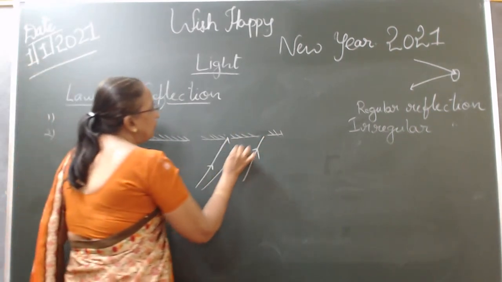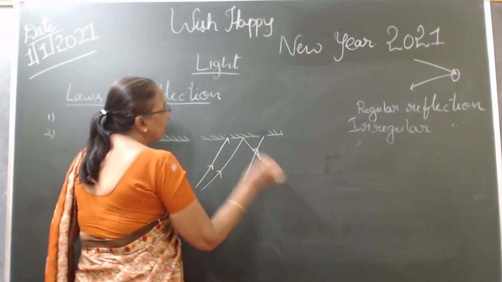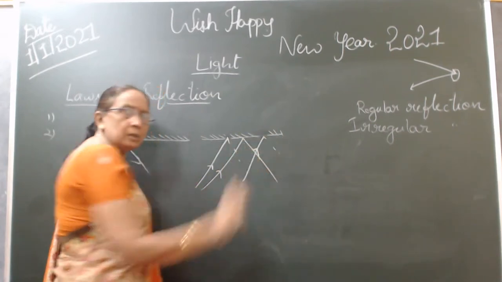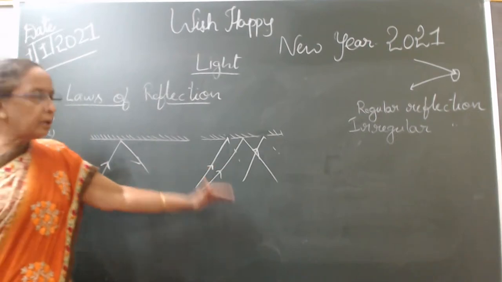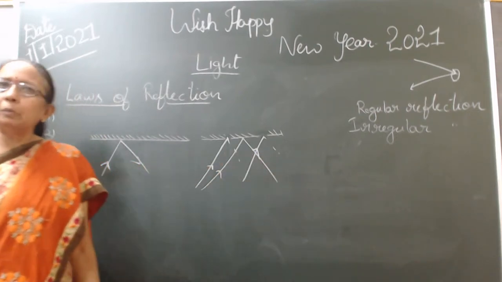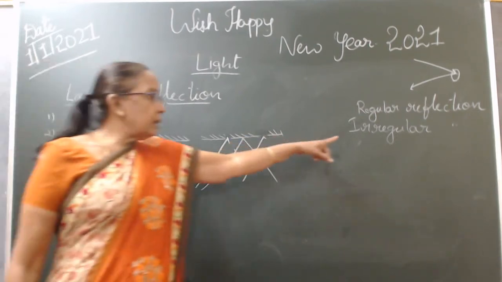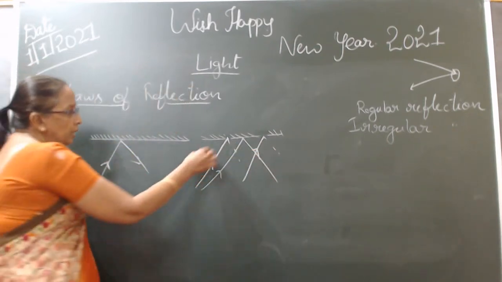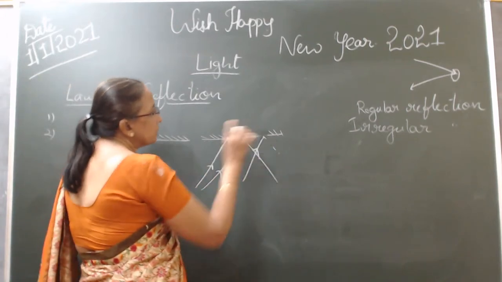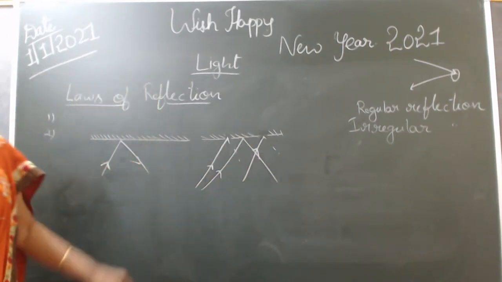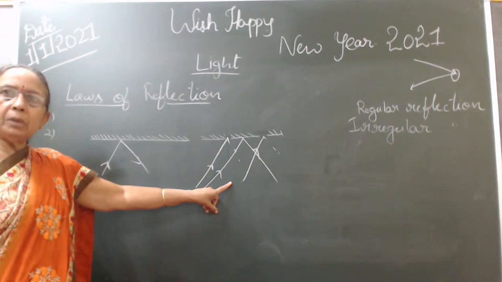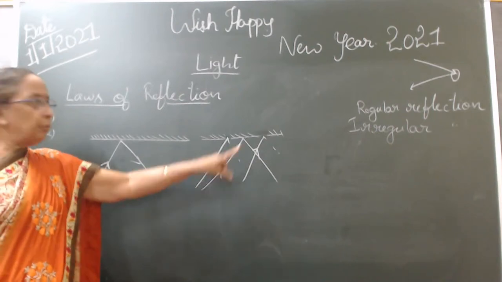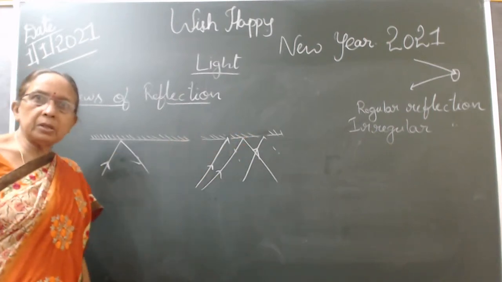When other rays fall on the plane surface, then it will reflect. But from here it is not possible. So we will not get a clear image of the object. So it is known as irregular reflection. Here two things are there. First, the mirror is not well polished. Second, we will not get a clear image of the object. So do all of you understand regular and irregular reflection?